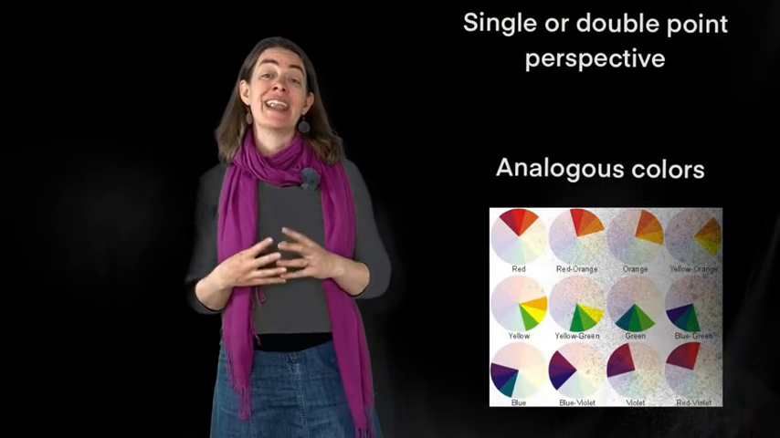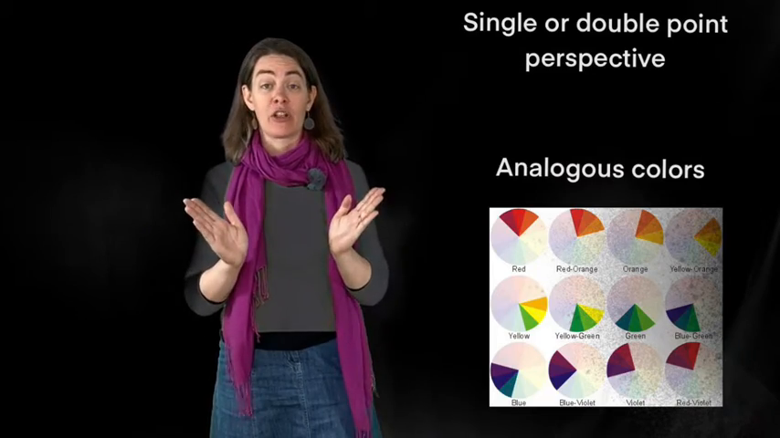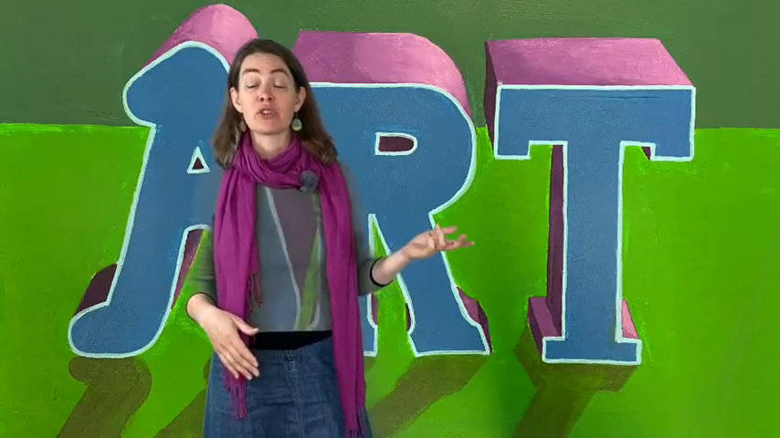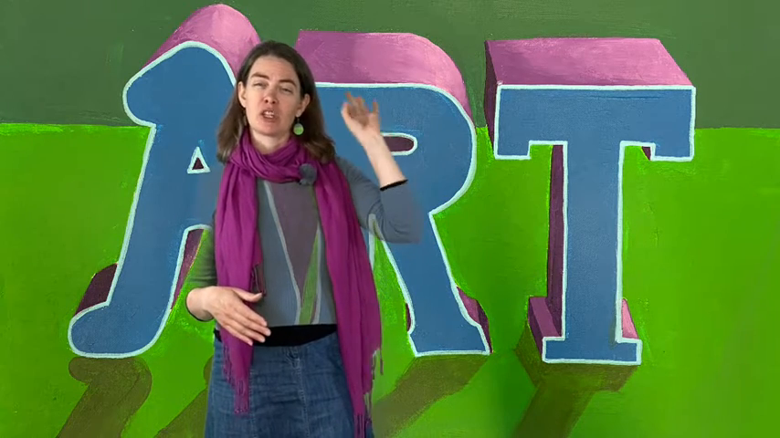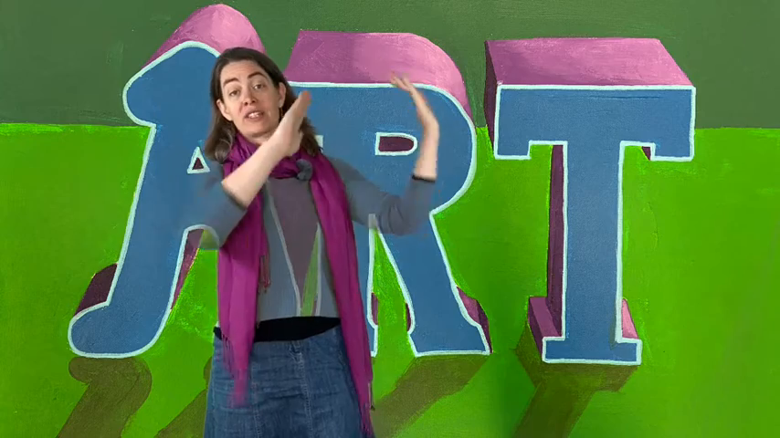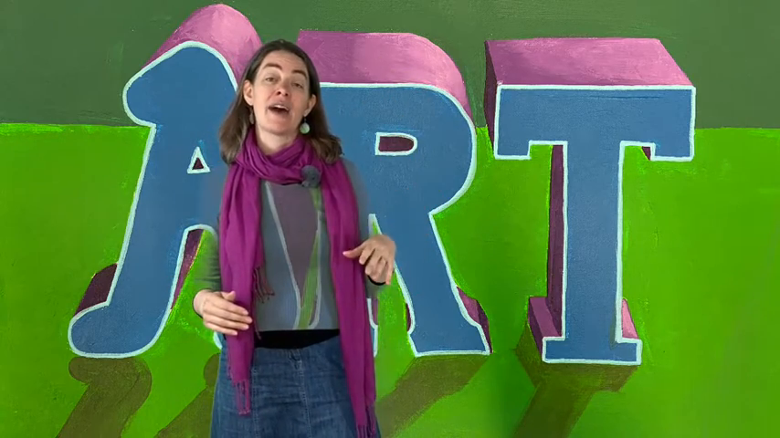And then you're going to pick analogous colors. Now remember, analogous colors are colors that are side by side on the color wheel. So these are just some examples. Here is the word art, and this was done with a single vanishing point. The vanishing point was above the word, so all the words kind of go back in space to that single point right there.